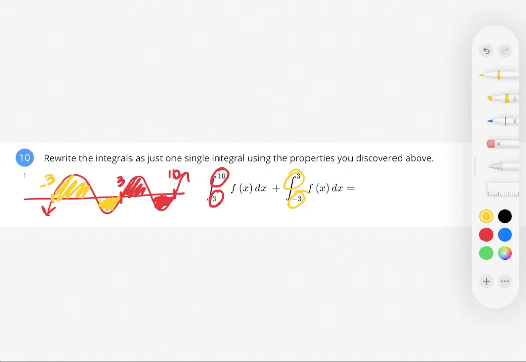So I know every single thing seamlessly from negative 3 all the way to 10. If I know everything seamlessly from negative 3 to 10, well, I can just say the integral from negative 3 to 10 of f of x dx. So this is essentially what we just saw with number 5 and number 6. If I can piece these all together and they just seamlessly connect, well, I can write it as one integral starting at negative 3, ending at 10.